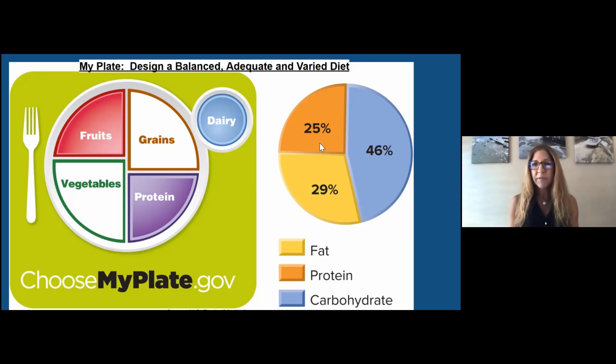And then we have an almost even split between fat and protein calories. And again, if you arrange your plate like it shows on the left, we can almost assure that we are balancing that out.